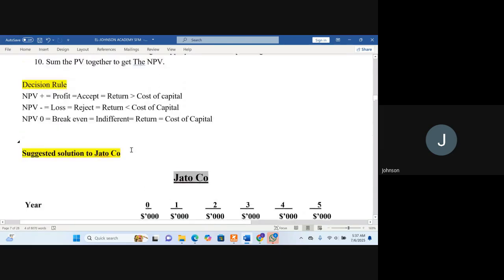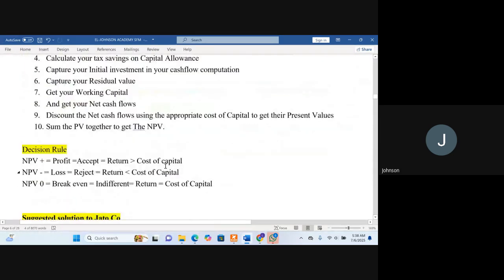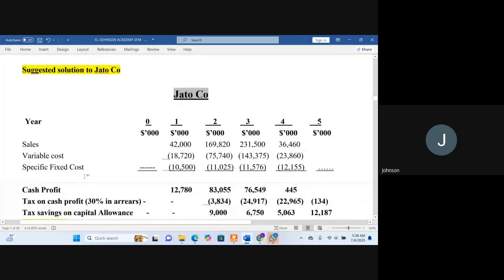And they also told us something: that tax will be payable in arrears. What does it mean? Where is it? They say profit tax of 30% per year will be payable 1 year in arrears. What does it mean? That the tax of year 1 will not be paid in year 1, but they will pay it at the beginning of year 2. So that's what they say arrears, okay?